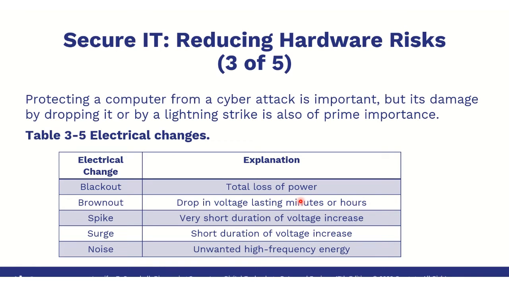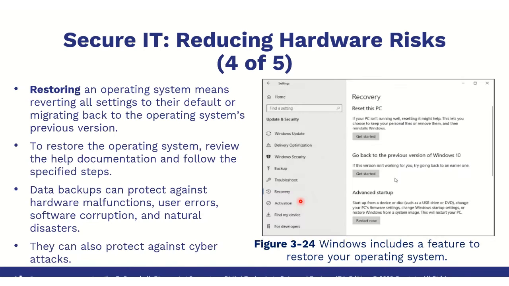So you can have different things going on like blackout, total loss of power. You can have brownout, that is a drop in voltage lasting minutes or hours. Spike, very short duration of voltage increase. Surge is a short duration of voltage increase. Noise is unwanted high frequency energy.